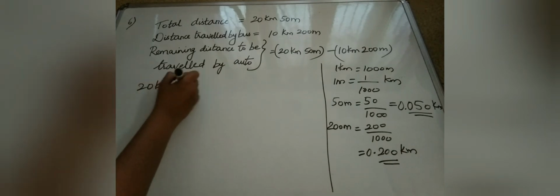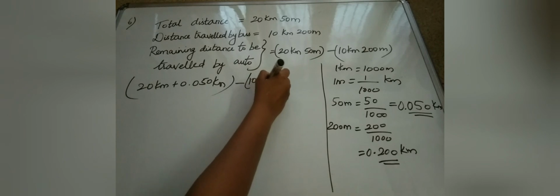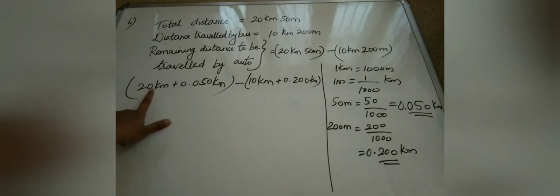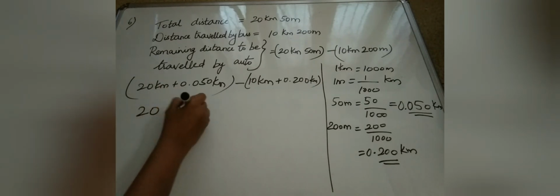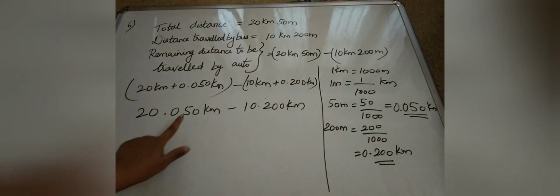Now we have to substitute that here. So 20 kilometer plus 0.050 kilometer minus, we have 10 kilometer plus 0.200 kilometer. Now adding these two, what do we get? 20, and here ones place 0, no? So I can write it as 20.050 kilometer. Yes, minus 10 kilometer plus this, so it is 10.200 kilometer. Now we have to subtract them.